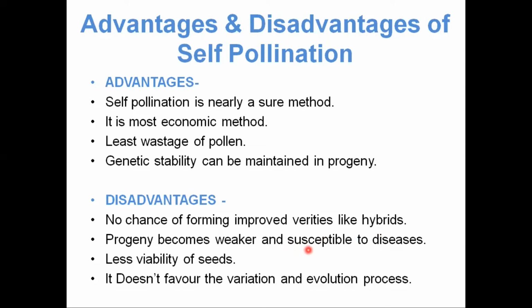Now, progeny becomes weaker and susceptible to diseases. Because of continuous self-pollination, progeny become weaker and they are susceptible to diseases. They are not resistant to diseases. Now, less viability of the seeds and less adaptability to climatic variation. They do not survive for a long time in a changing climate. It doesn't favor variation and the evolution process. As we know that progeny will be homogeneous, so they do not show variations and the evolution process.